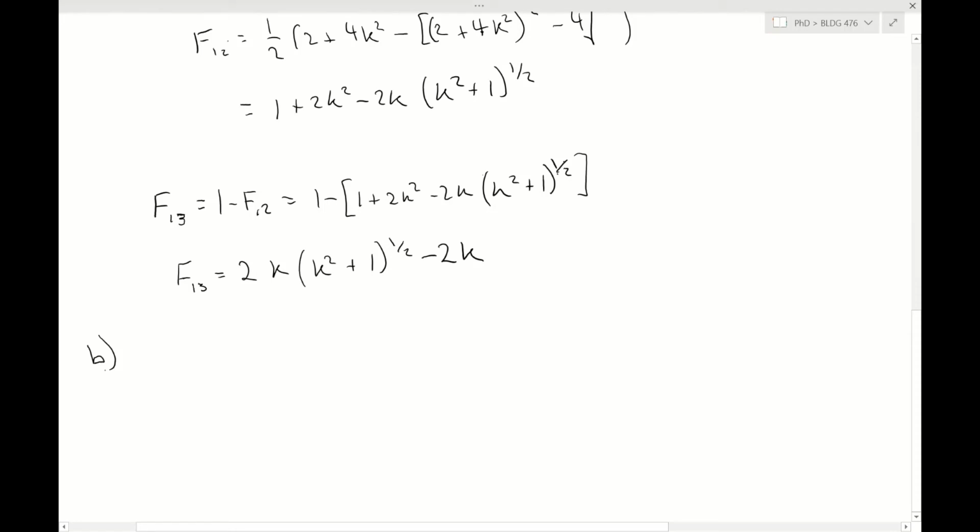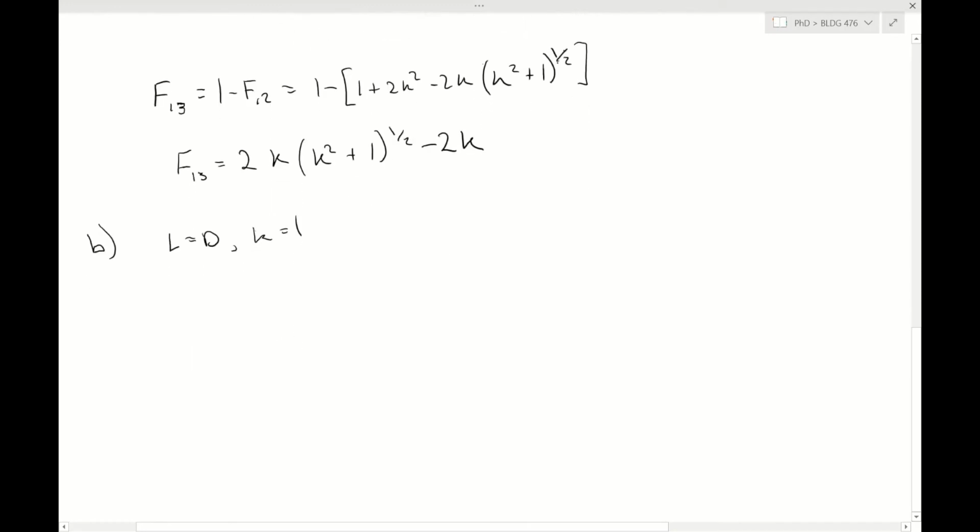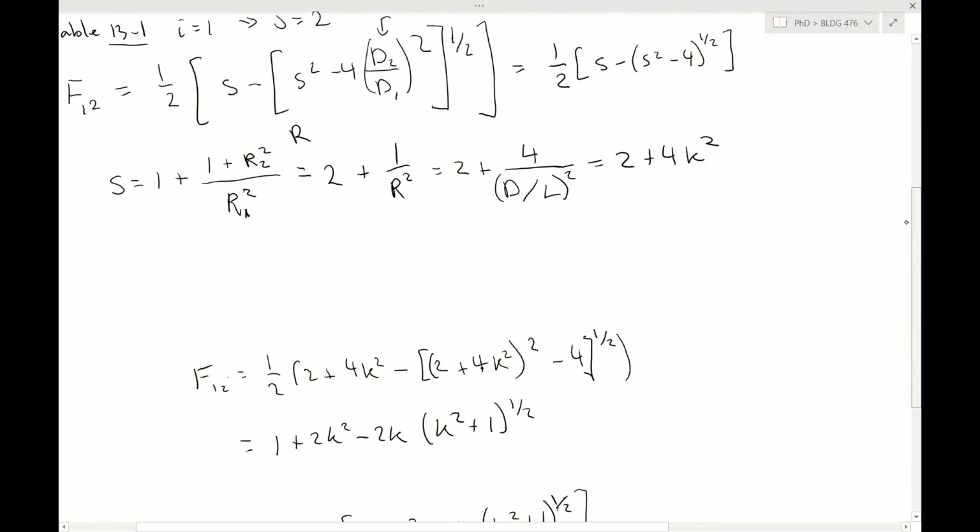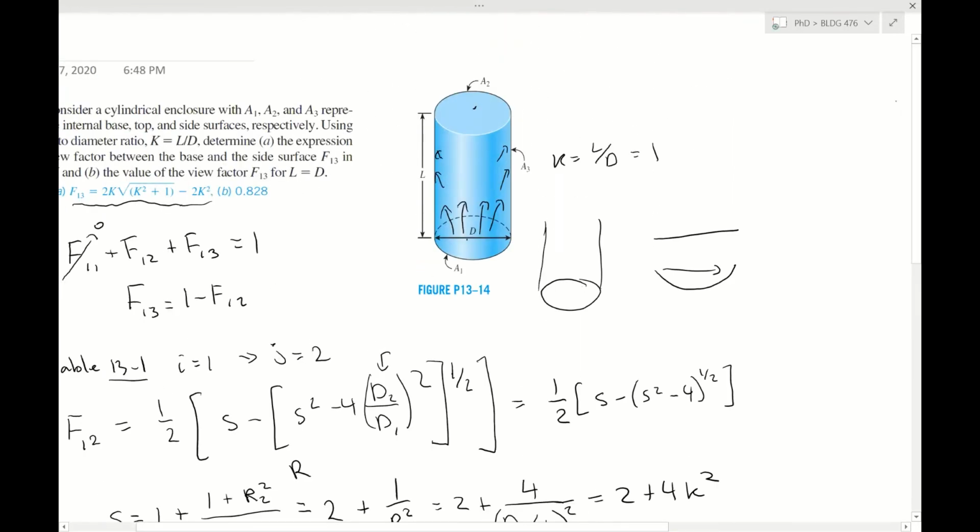we actually want to find a numerical value assuming that L is equal to D. And we said before, if L is equal to D, then K is equal to 1. So we're essentially just going to plug a 1 into this equation. And if you calculate that out on your calculator, you'll get 0.828, which was the answer to part B.